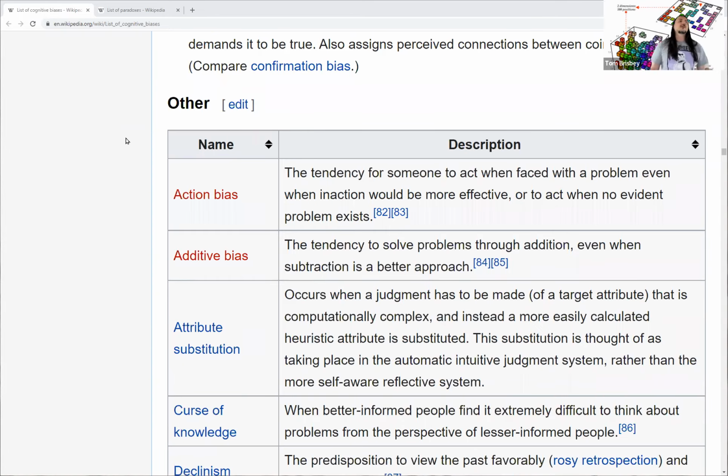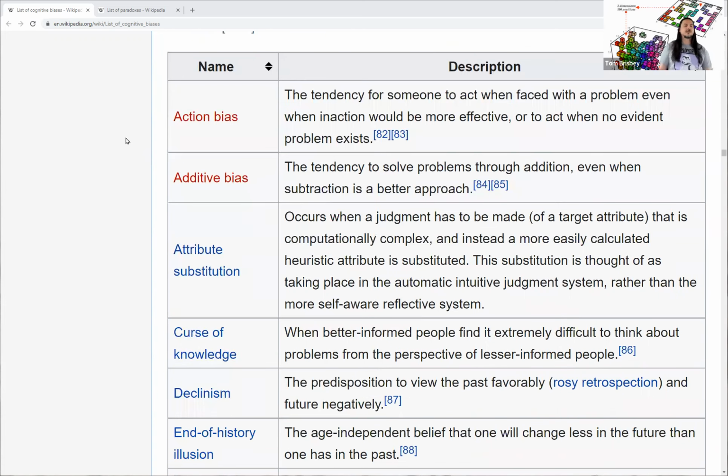Action bias. Tendency for someone to act when faced with a problem, even when inaction would be more effective. Yeah, that's a tough one, because there's a law of diminishing opportunity to act whenever situations change. And it is a race to the finish in terms of who is going to be given the greatest reward. Whoever gets it right the fastest wins. But that means you have to get it right. Whoever gets it wrong the fastest usually fails the most catastrophically.